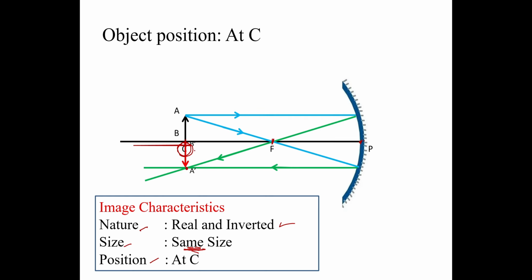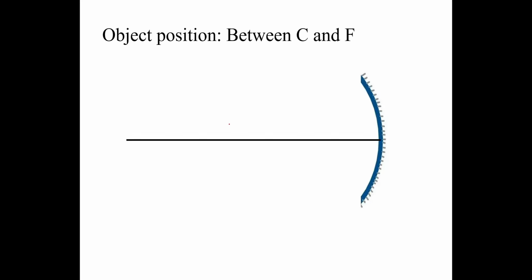Now next position is, we are again moving our object closer to the mirror. So next position is between C and F. Again draw the mirror, mark the principal axis, pole, F and C. Okay, your center of curvature, focal point and the pole. Now the object is placed between C and F. This is your object. Now again you can apply any two rules.